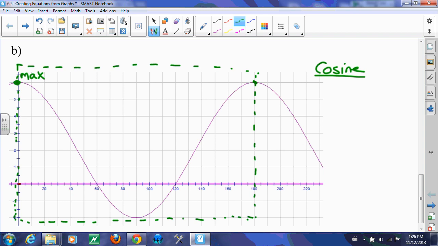Okay, looking at that box, ladies and gentlemen, how long did it take me to complete one cycle? Looking at that, you'll see that's a period of 180 degrees. So period equals 180 degrees. From that, we can find k, because k equals 360 degrees divided by the period, which is 180 degrees. So in this case, k equals 2.